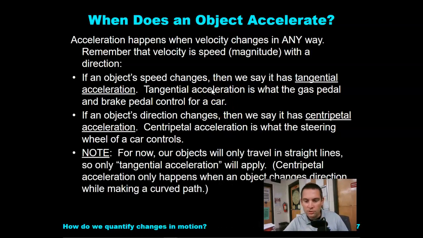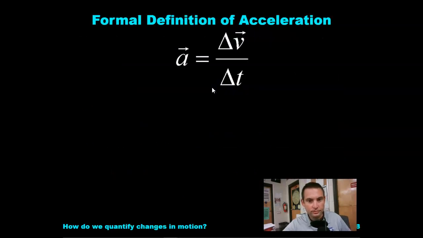For now, objects are only going to travel in straight lines, so we're only going to deal with tangential acceleration. That's not a permanent thing. We will absolutely deal with centripetal acceleration when we are dealing with things moving in a circle.